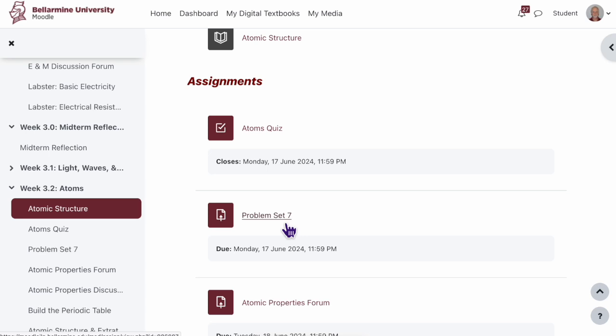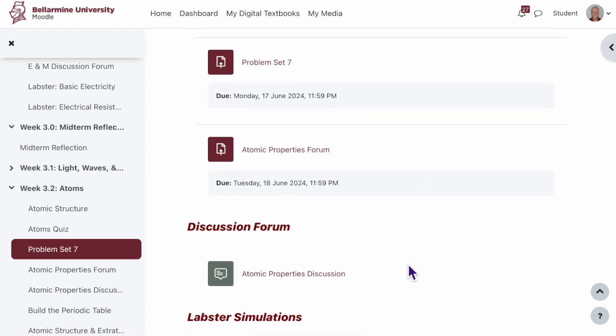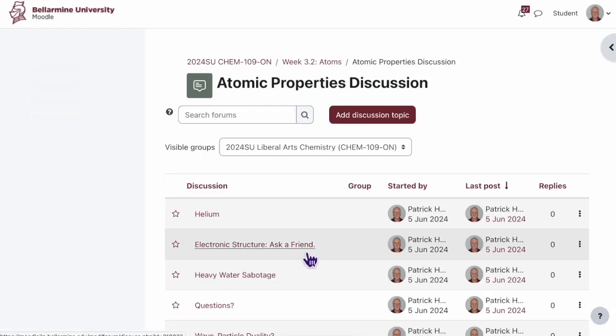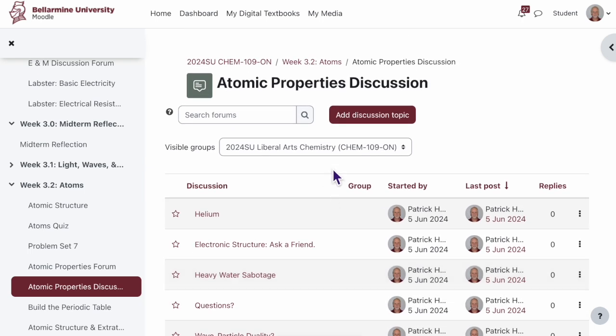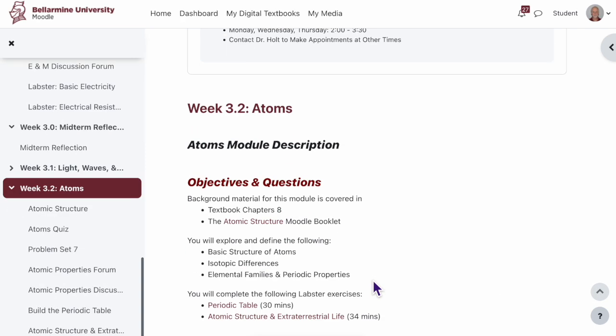atomic structure, and you may be required to do a little bit of research on the questions in this particular problem set. There is, of course, a discussion forum with some basic questions that also may require that you do a little bit of research to answer and respond to some of the discussion items in the forum.